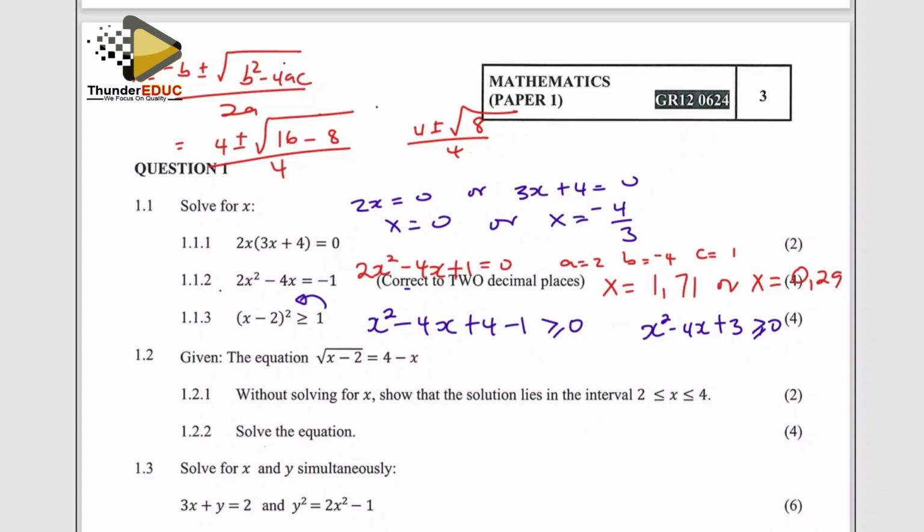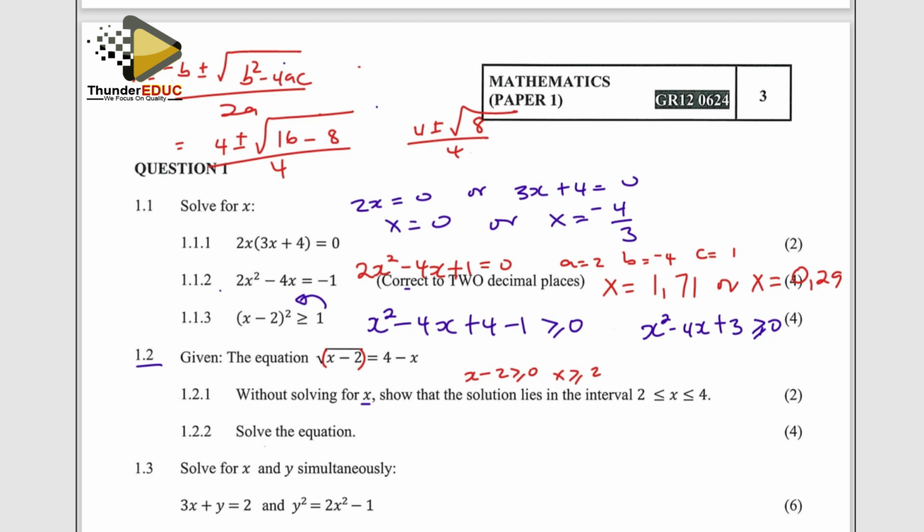Okay, then 1.2 is telling us that the equation root of x minus 2 is equal to 4 minus x. Without solving for x, show that the solution lies within this interval. So for the solution to lie within this interval, we just need to focus on the domain. Okay, look at this. Let's say the root, whatever is inside the root sign, this discriminant. For this discriminant to exist, which means that all of it must be greater or equal to 0. In other words, we don't expect a negative answer to be under the root sign. So, which means our x is greater or equal to 2.